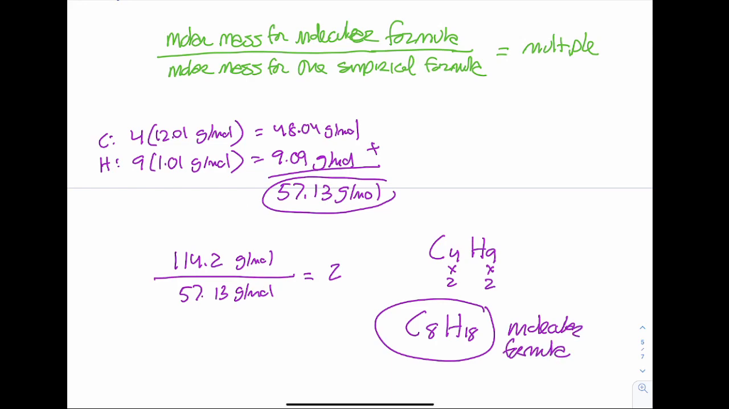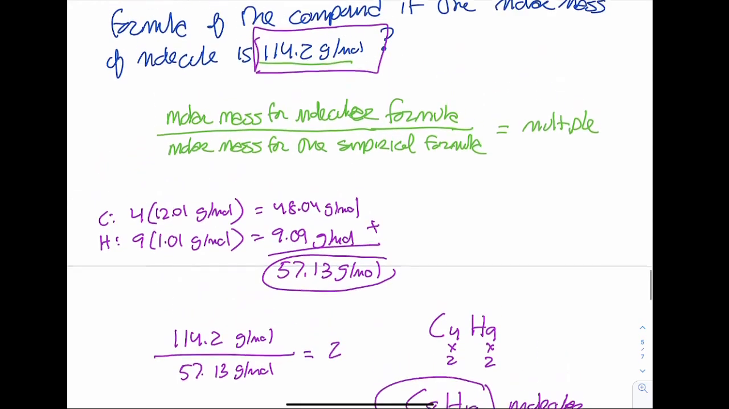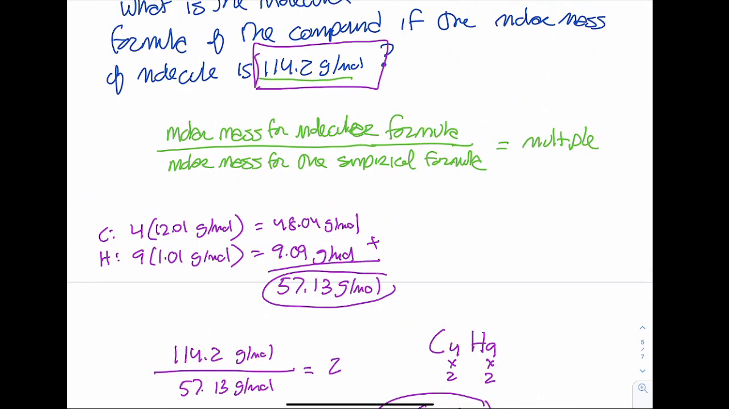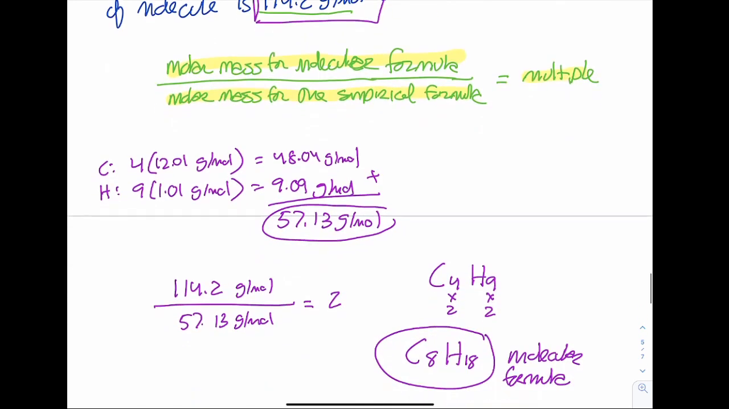If the multiple would have come out to be 1, then my empirical formula is my molecular formula, right? That's how it would come out with water. So take the molar mass for your molecular formula, molar mass for the empirical formula, divide them, get our multiple. Once you do that, multiply your subscripts by that multiple to scale it back up.